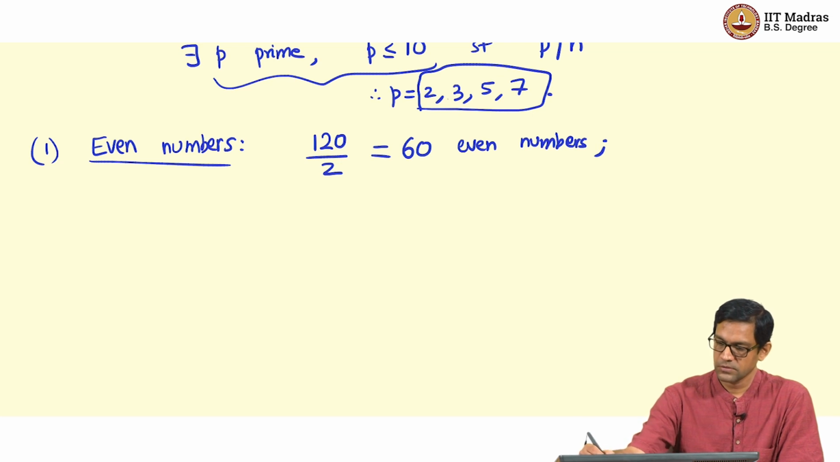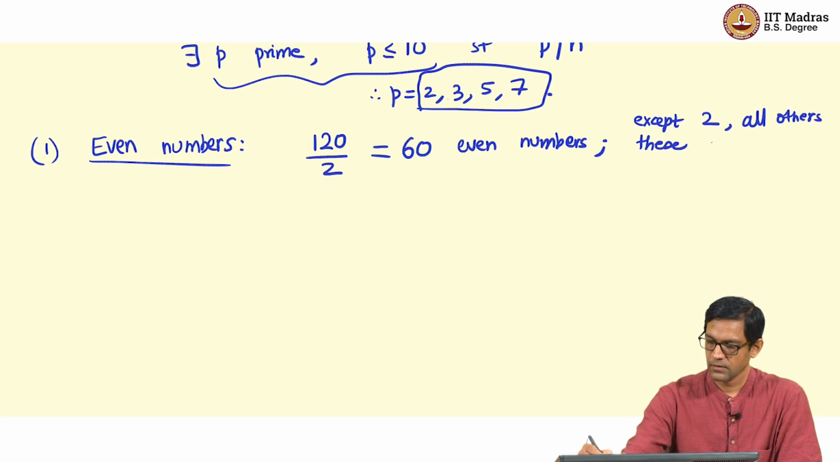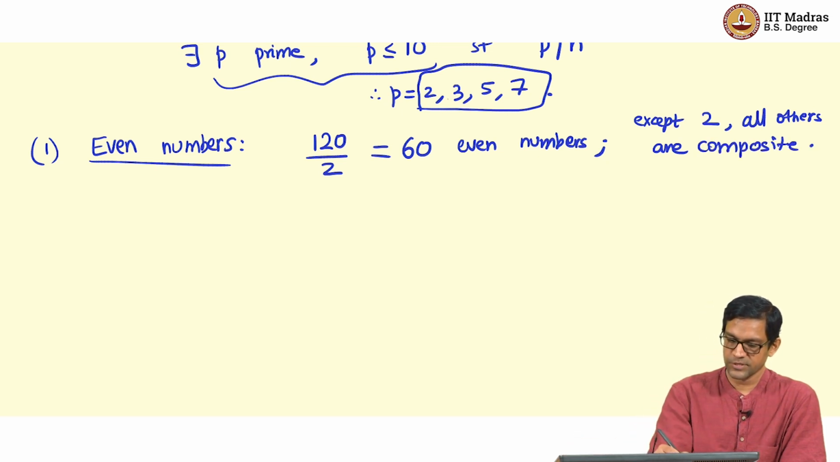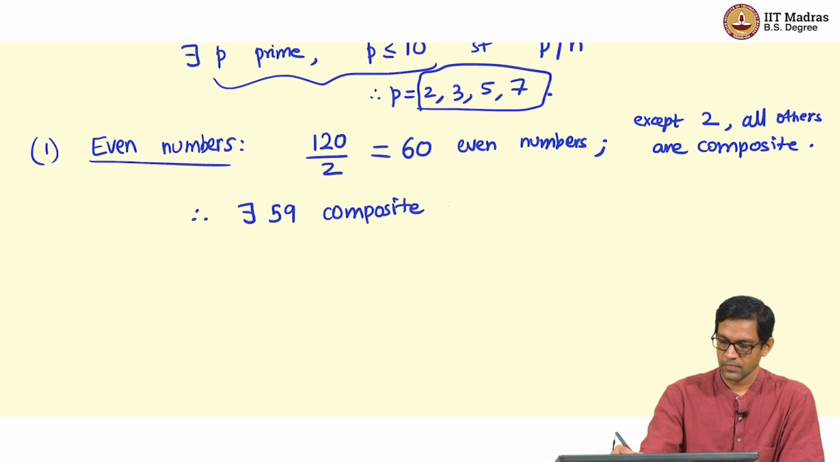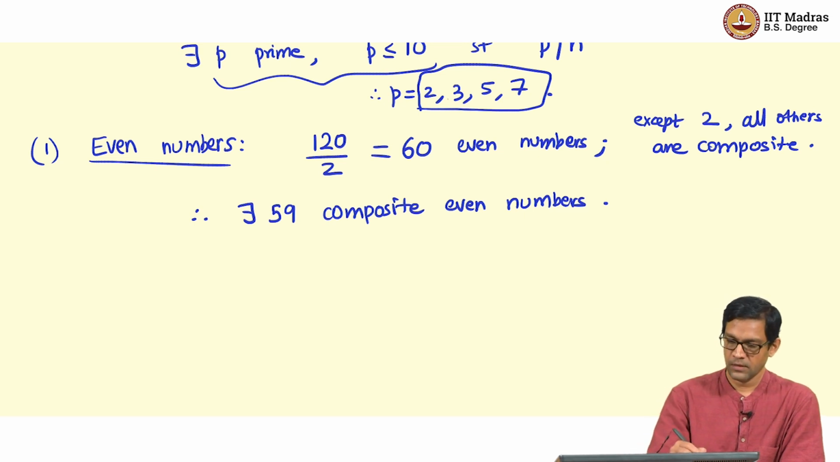So, except the number 2, all others are composite. So, there are 59 composite even numbers. That is the first observation. Therefore, there exist 59 composite even numbers between 1 and 120. So everything is only in the list of numbers from 1 to 120. Okay, so those are done.